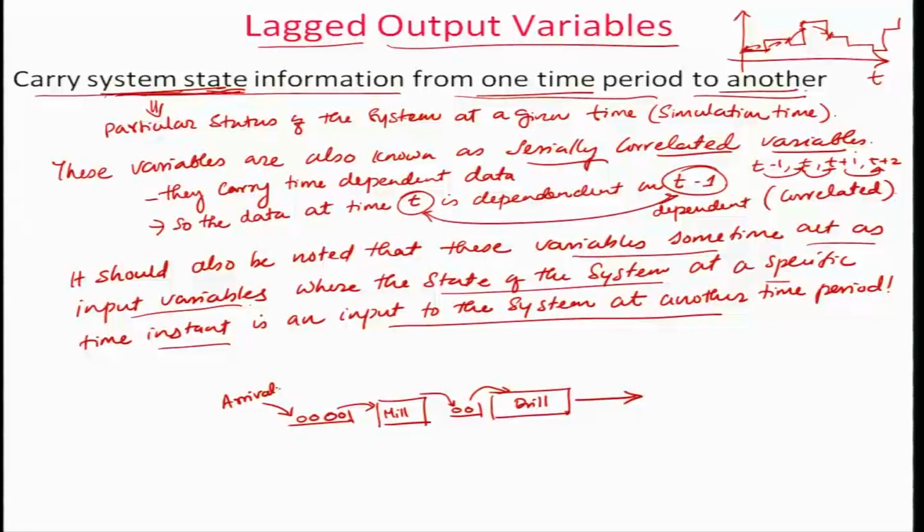Okay. So, the parts arrive, and if the machine is free, they go directly to the mill. If the machine is not free, they join the queue. This is the mill queue, and this is the drill queue. Once the milling is over, it looks whether the drill is free, and if it is free it goes directly, otherwise it joins the queue.